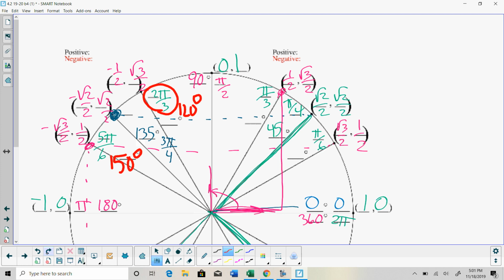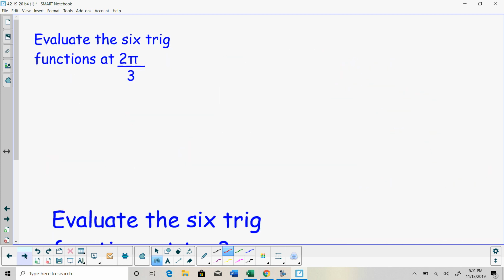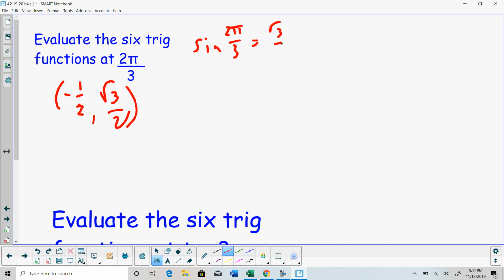Let's get to our problem. So the ordered pair is -1/2, comma, square root of 3 over 2. And so if I want to list the sine of 2 pi over 3, that's going to be equal to the y coordinate. So that's just square root of 3 over 2. The cosine of 2 pi over 3 is the x coordinate. So that's just going to be -1/2.